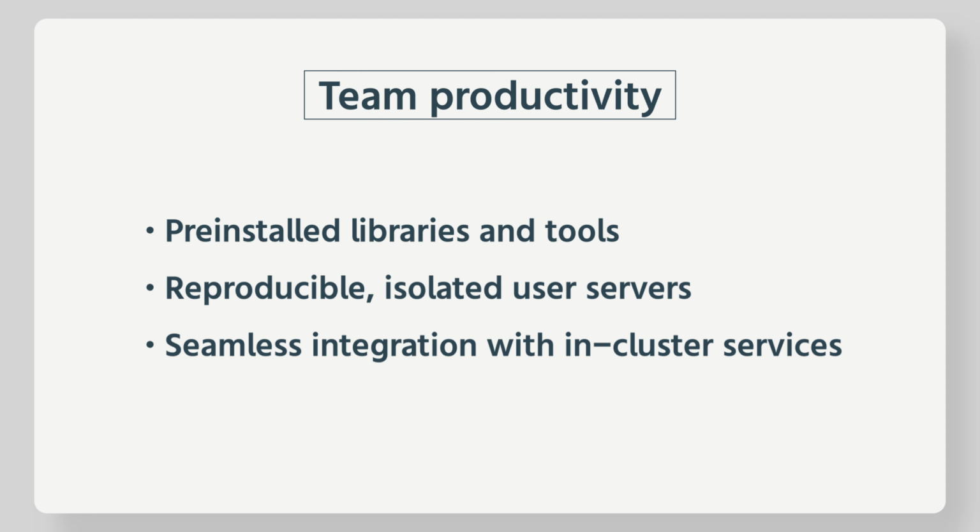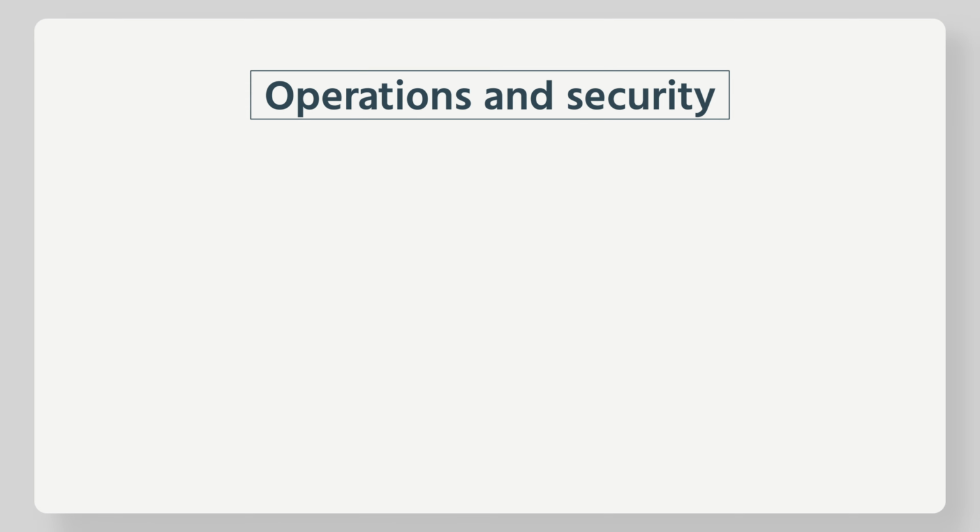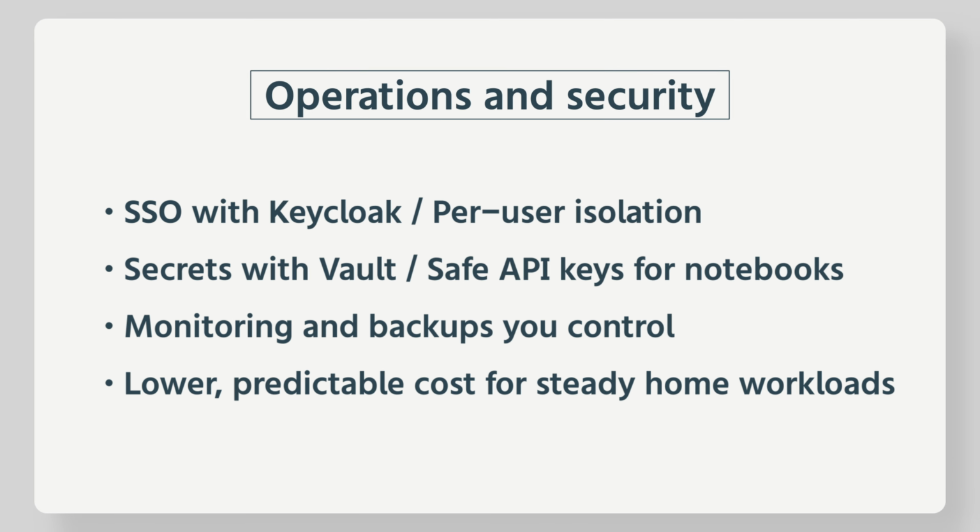And because everything runs inside the cluster, notebooks can talk directly to services like Postgres or object storage using simple in-cluster addresses. Authentication flows through Keycloak and secrets go through Vault, with end-to-end per-user isolation. For a home lab or dev learning setup, owning simple monitoring and backups is a plus. And you avoid ongoing cloud costs for steady, long-running work.